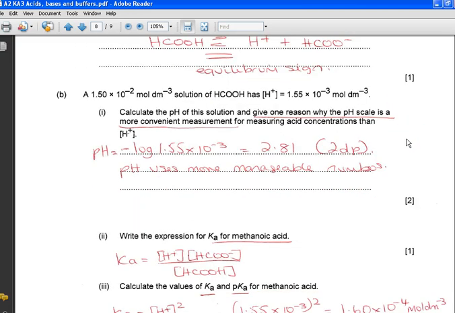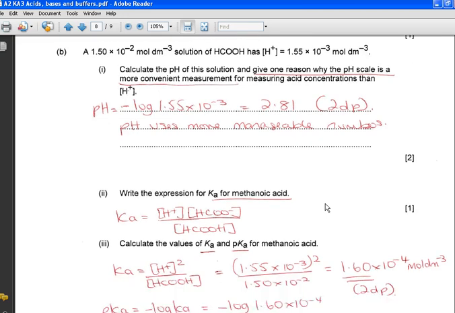Okay, part B, being asked to calculate the pH of the solution, which again is very straightforward because you're given the H+ concentration. But what a lot of you didn't do to get the second mark was to give a reason why the pH scale is more convenient than a concentration of H+. All you had to do was say that pH gives a more manageable number, or doesn't use small powers of 10, or something along those lines.